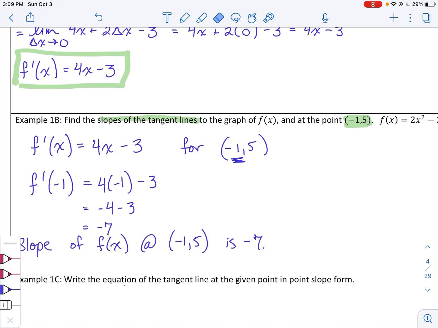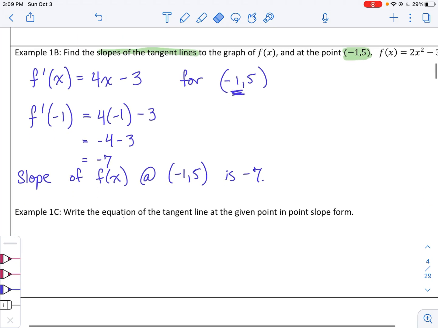Awesome. So here we found that f prime of -1 is -7. So the slope of f of x at the point (-1, 5) is -7. All right. Part C is now asking us to write the equation of the tangent line at the given point in point slope form.